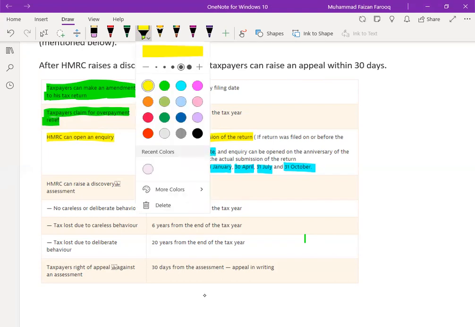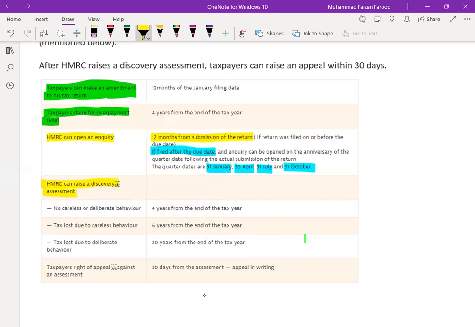Discovery assessment. HMRC can raise a discovery assessment against you. If you are not a careless person and not showing deliberate behavior, they can check 4 years. They can put you in discovery assessment for 4 years after the end of the tax year. If they find out that their tax income got lost because of your careless behavior, they can increase it by 2 years, meaning 4 years will be 6 years. If they find out that their income, meaning government tax, is lost due to your deliberate behavior, they can increase this inquiry or this assessment to 20 years. This you have to remember.